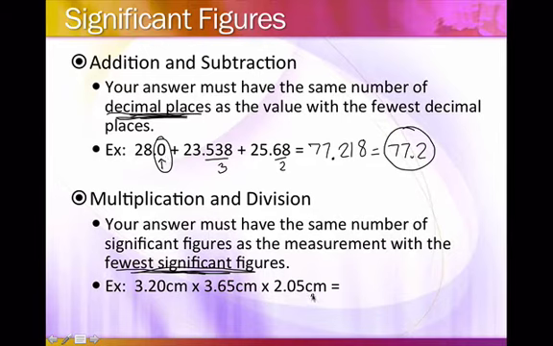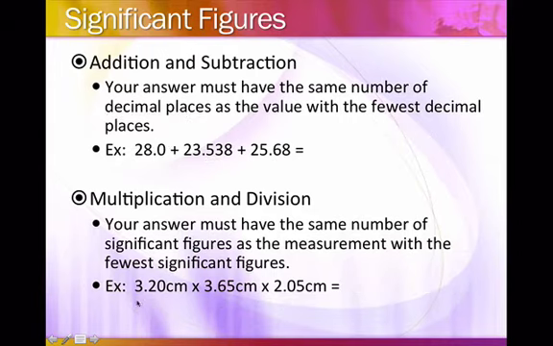With multiplication and division, you look at significant figures. So if I take 3.2 times 3.65 times 2.05, I get 23.944 in my calculator, but fewest number of significant figures, this has 3 sig figs, this has 3, and this has 3, so my answer needs to have 3 as well, which means I've got to round it off right there, and since that's 4, the 9 stays as it is, so my real answer would be 23.9 centimeters cubed. So here we go, let's try some of these.